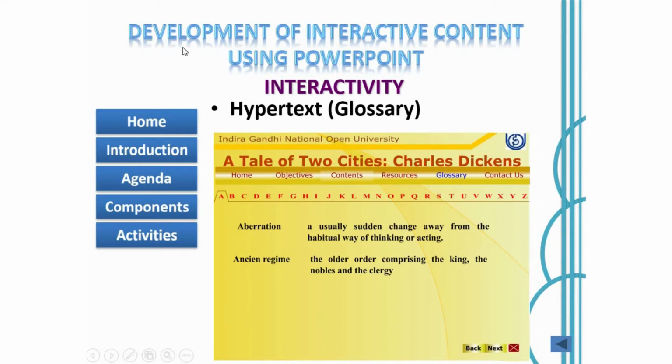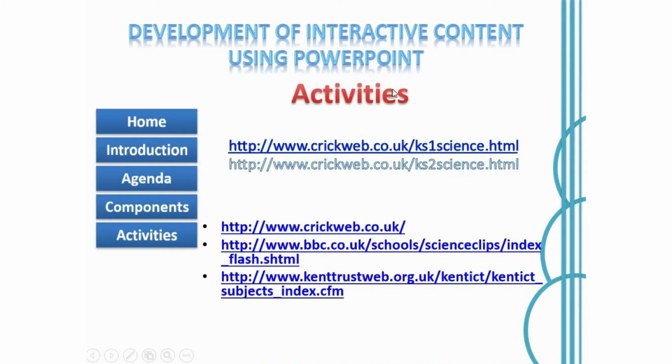For example, here the title stays the same all the way, that is the basic title, and after that the subtitle will change according to the navigation. For example, if I click activity, then this subtitle will change to activity, and there are many hyperlinks. If you click from here, you can move to that particular site or something particular. So in this way we can create multimedia components using PowerPoint itself.